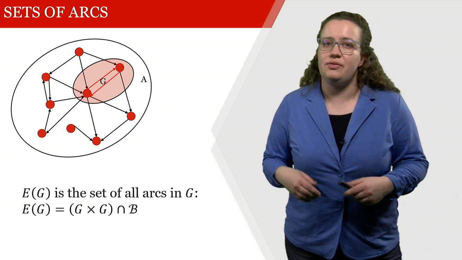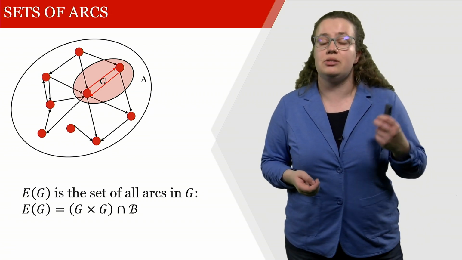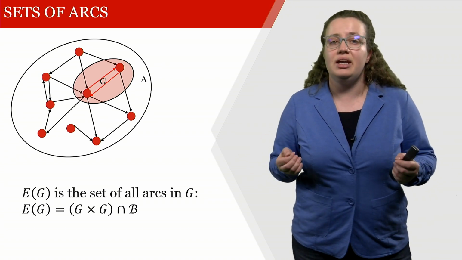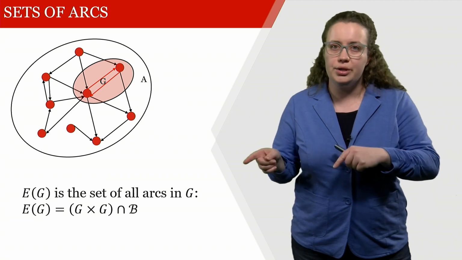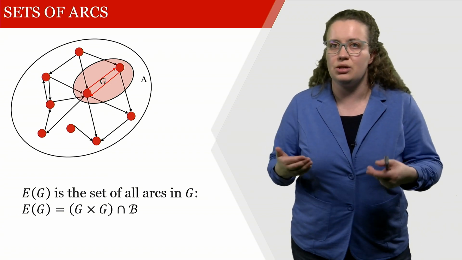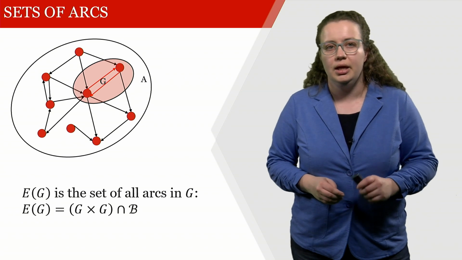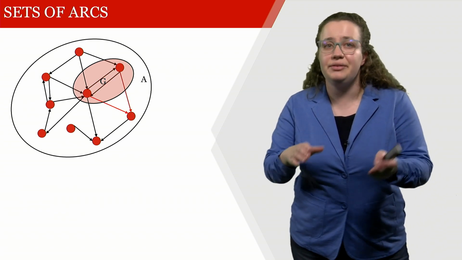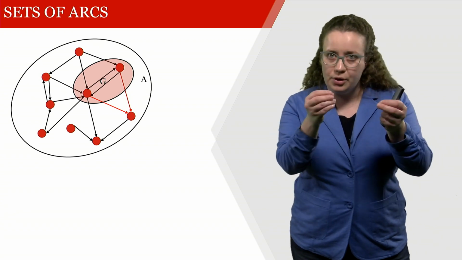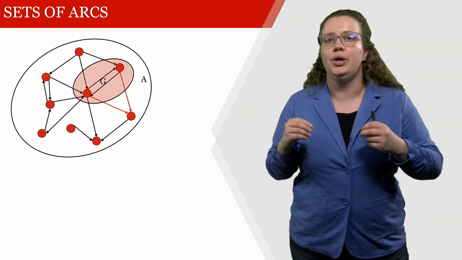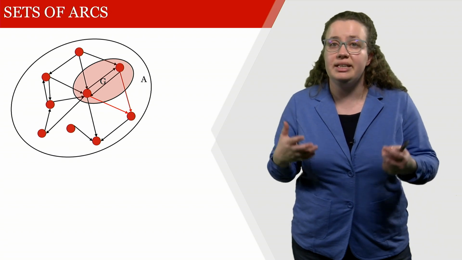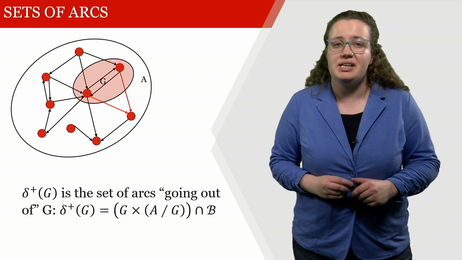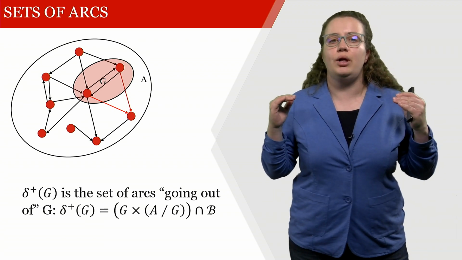So E of G is the set of all arcs which are in G times G, so the Cartesian product of G with itself, but then only those elements which are also in B, where B is then the set of all arcs. We can do the same with the arcs that leave the set G, so that go from a node that is in G to somewhere else. For instance, this could be all roads that leave the city of Eindhoven. This is what we denote by delta plus. So this is the set of all arcs that leave it.